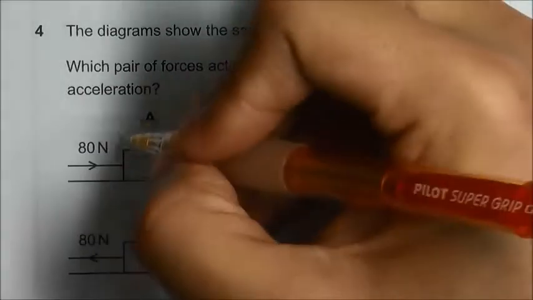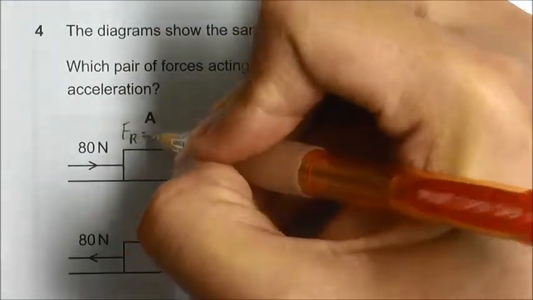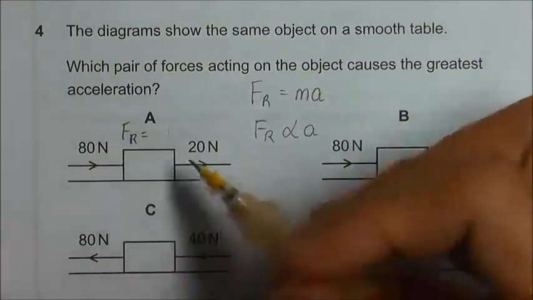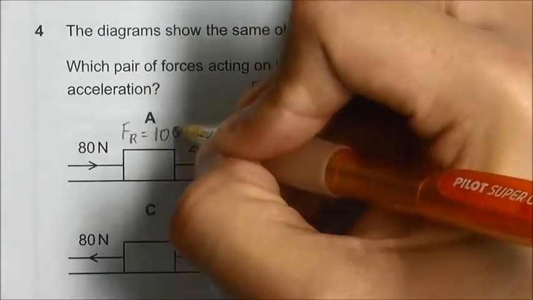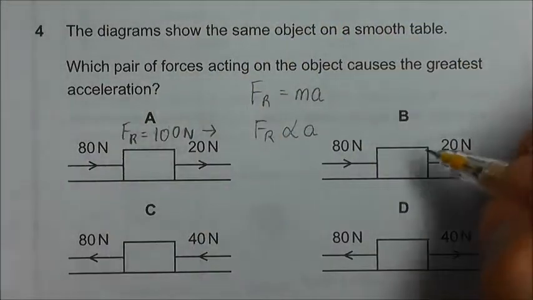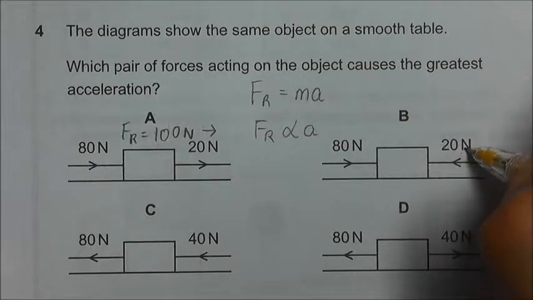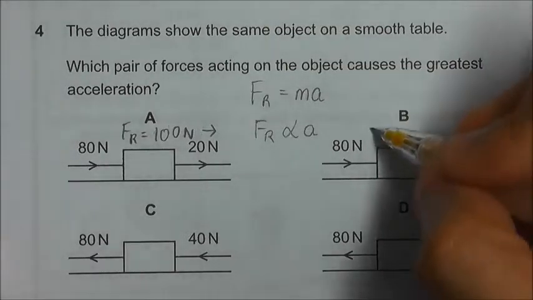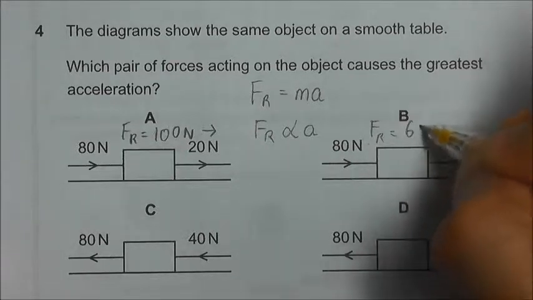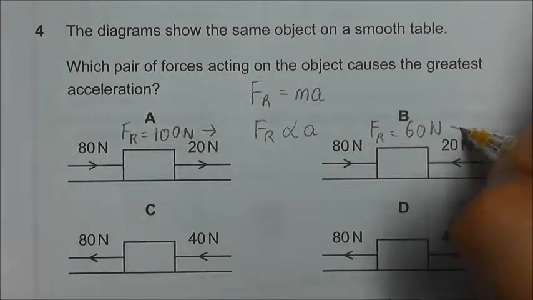Okay, option A, the resultant force is equal to 80 plus 20 because they are acting in the same direction, so we add them up. So we have 100 Newton to the right. Okay, option B, we have 80 and 20 Newton acting in opposite direction. So that will be 80 minus 20, we get 60 Newton to the right.